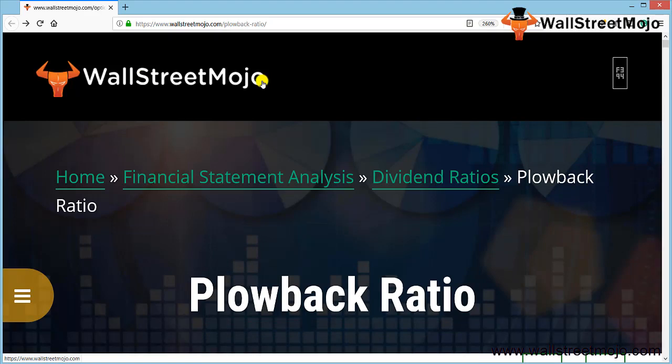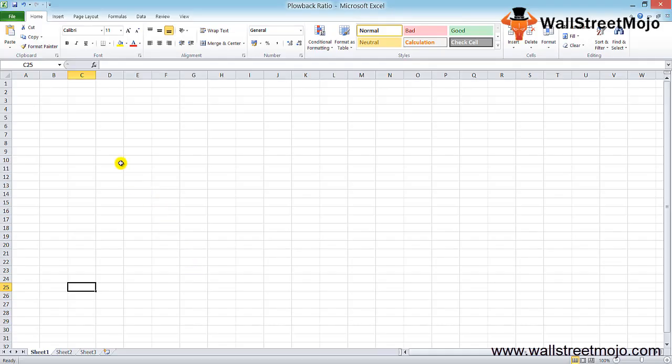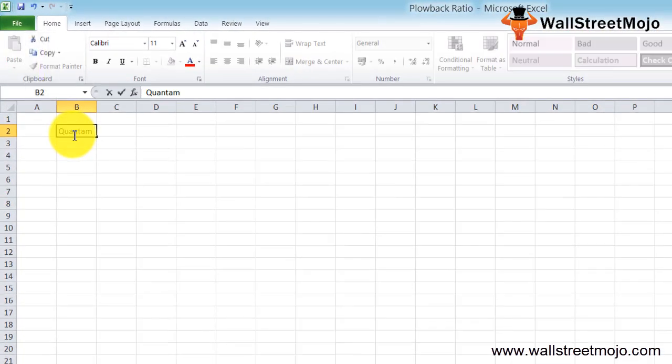Friends, today we are going to learn a topic called Plowback Ratio. Now, this particular ratio is basically an indicator of the quantum of the profit that has been retained in a business instead of being paid out to the investors. So it is also referred to as the retention ratio, or you can call it plowback, and generally it represents the portion of the retained earnings which could have been distributed in the form of dividends.